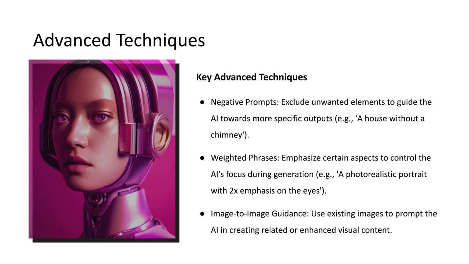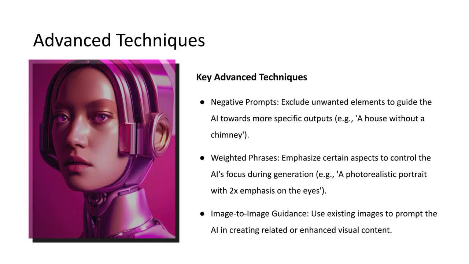Weighted phrases are a technique where you can assign more importance to certain aspects of your prompt. This can be useful for guiding the AI's focus and generating outputs that emphasize specific elements. For example, if you are asking the AI to write a blog post about the history of artificial intelligence, you could use weighted phrases to emphasize the importance of key milestones or important figures.